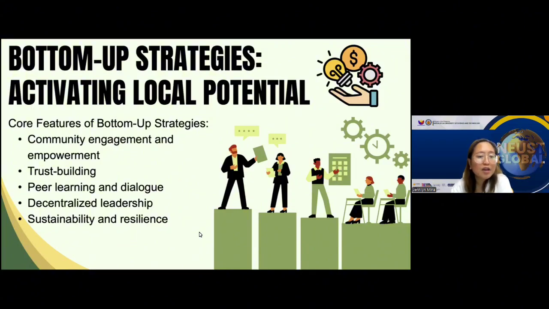We are strengthening commitment and ownership. We also have peer learning and dialogue. Communities are encouraged to share their experiences, experiment, and learn from one another rather than being passive recipients of expert knowledge. We also have decentralized leadership. Power and responsibility are distributed across networks or coalitions. We are enabling multiple leaders to emerge and support collective decision making.